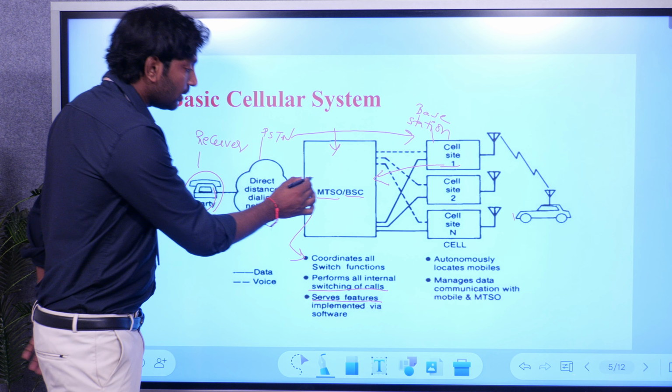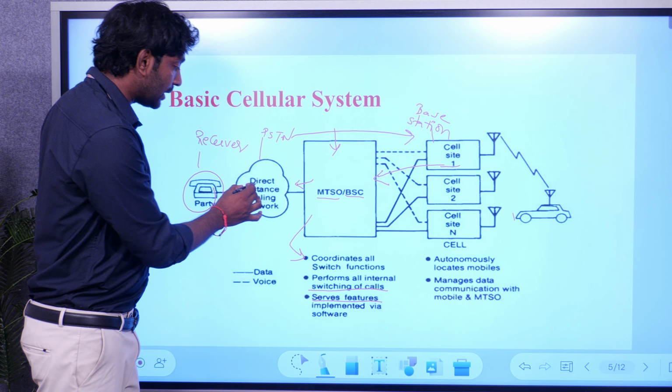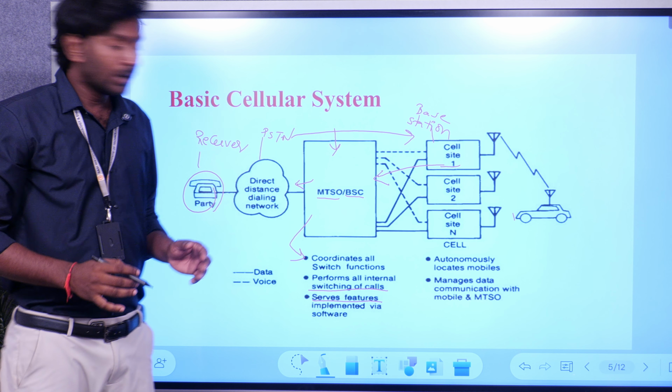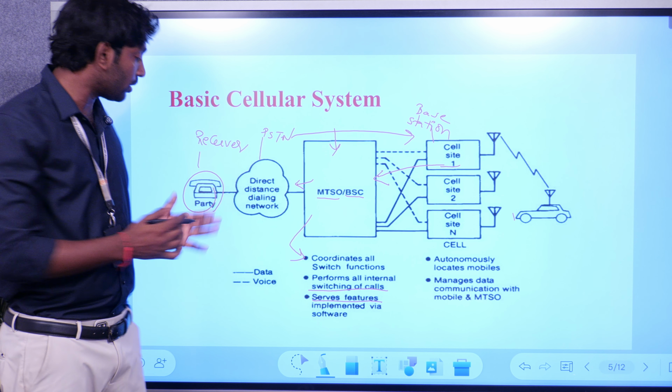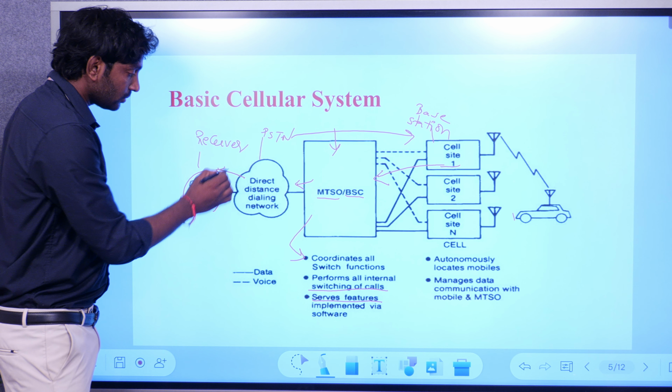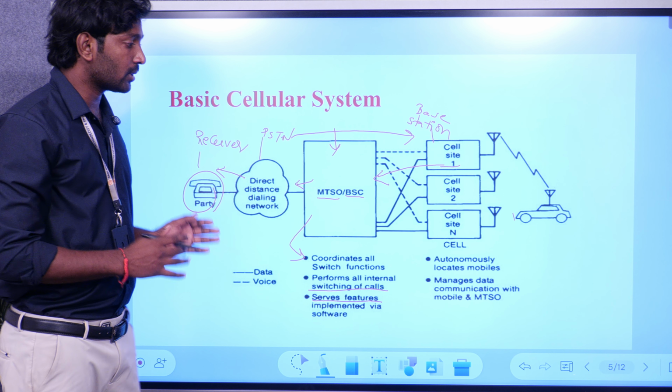This MSC will forward the call to the public switched telephone network. It is also called the direct distance dialing network. This direct distance dialing network will route the call, or forward the call, to the receiver. This is the basic cellular system operation.